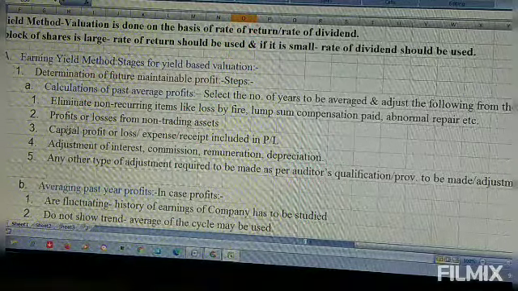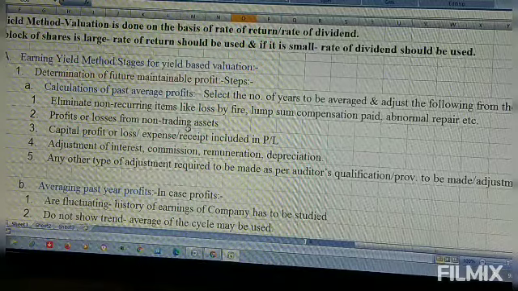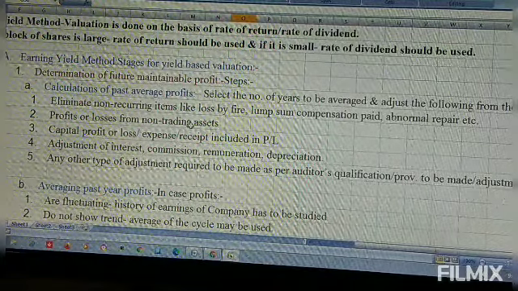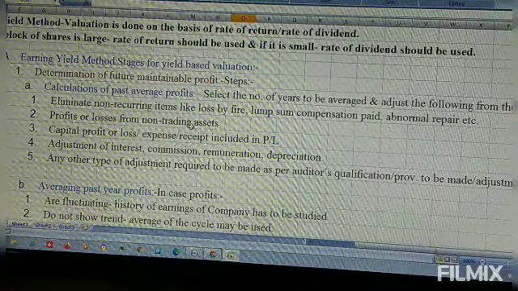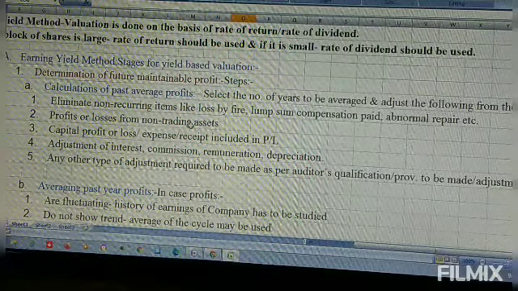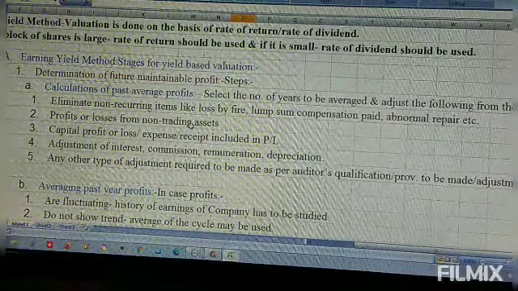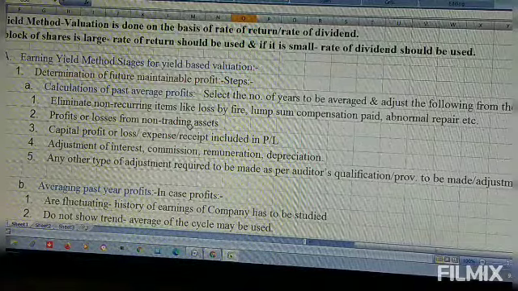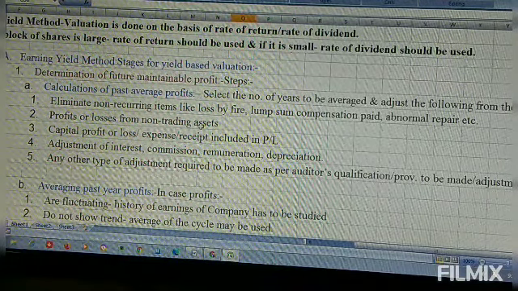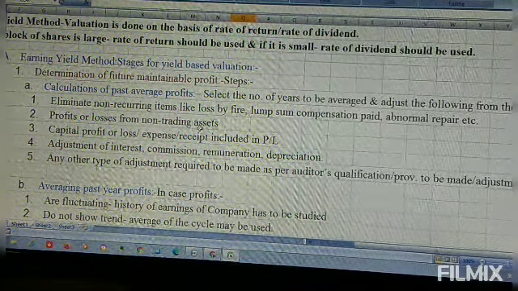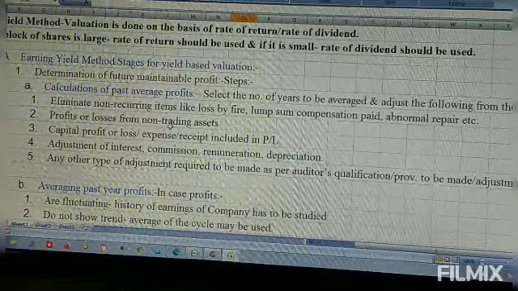Next, profits or losses from non-trading assets should not be taken. If the assets are non-trading, such a profit should not be taken. Take for example your own sitting purpose chair in the office. If you sold it and get an amount, any profit or loss out of the sale of that chair should not be taken, because that chair is not meant for trading purpose, it is for your personal purpose. So profit or loss of non-trading assets should not be taken.